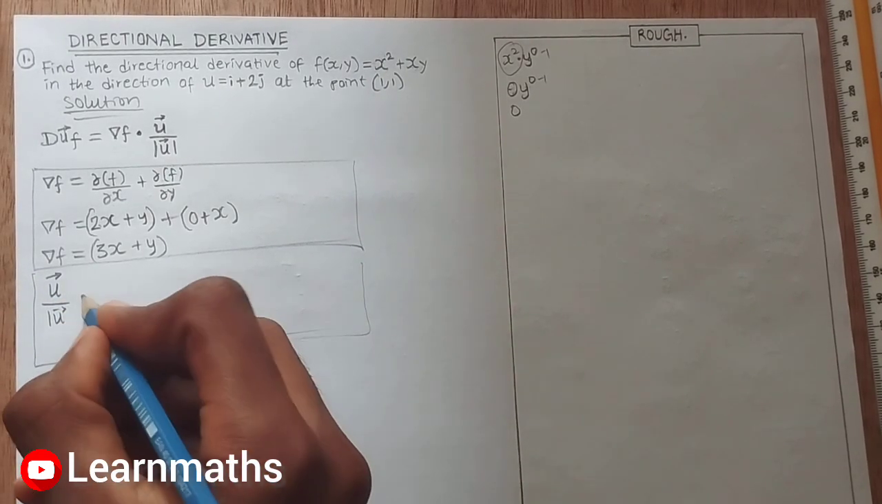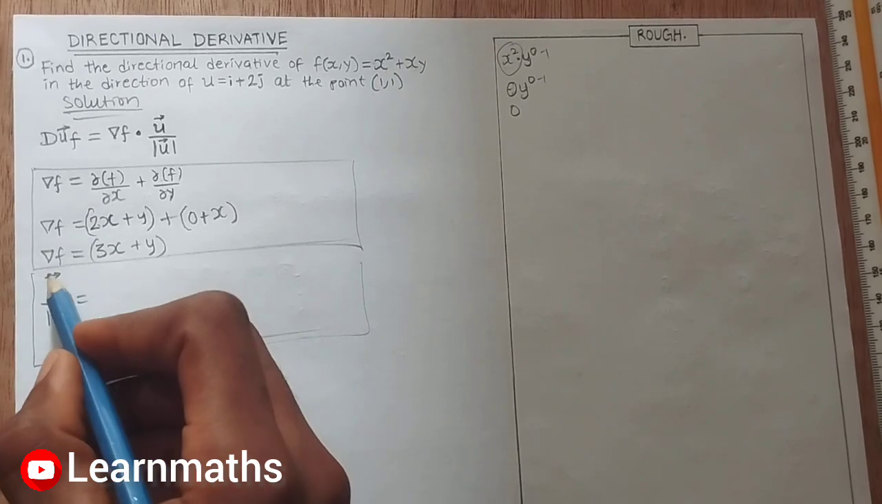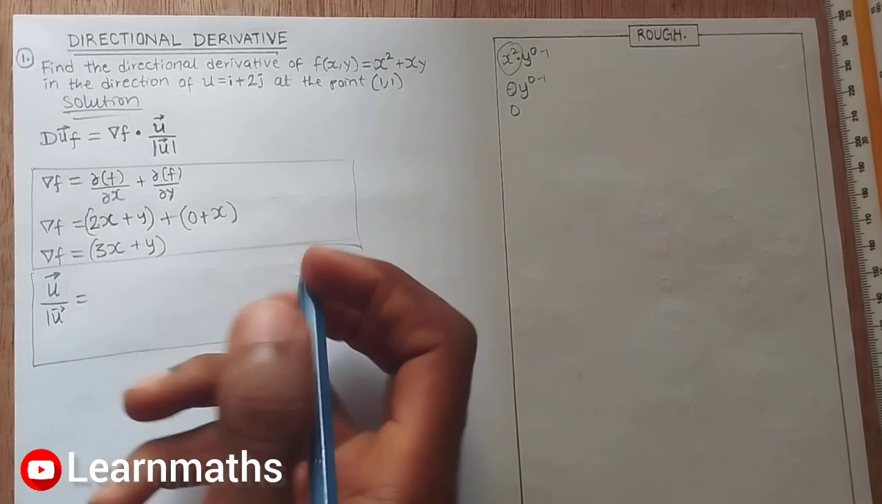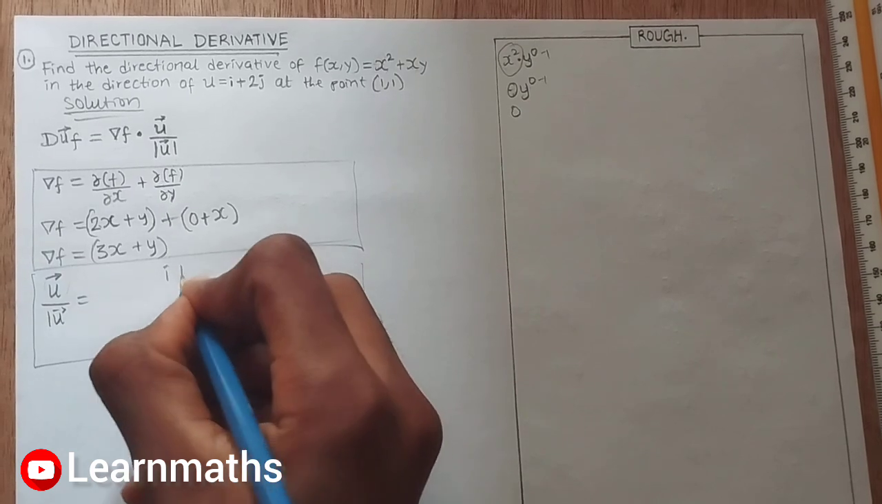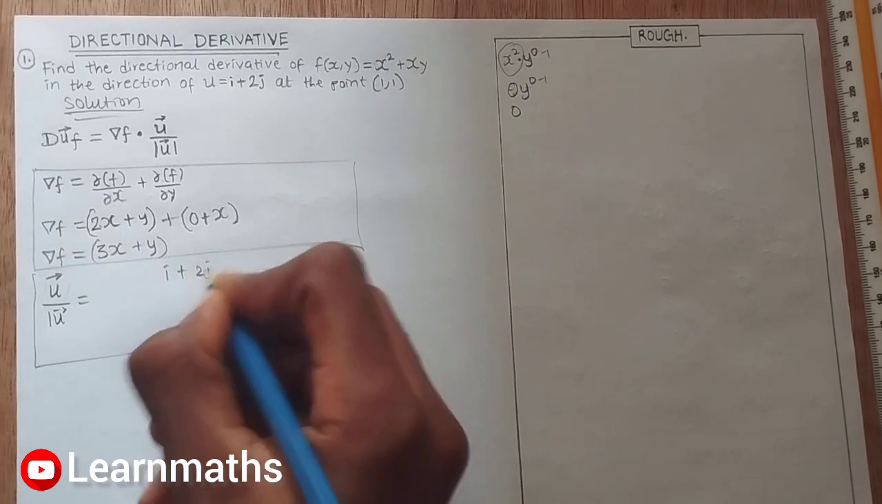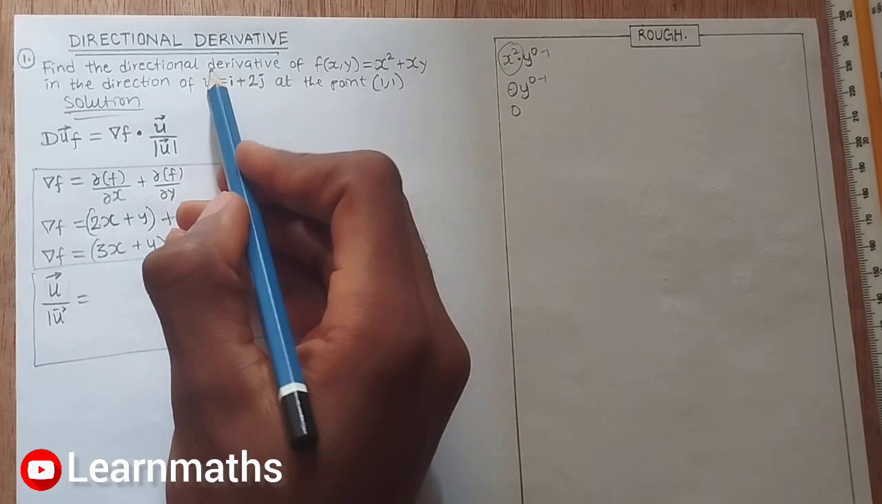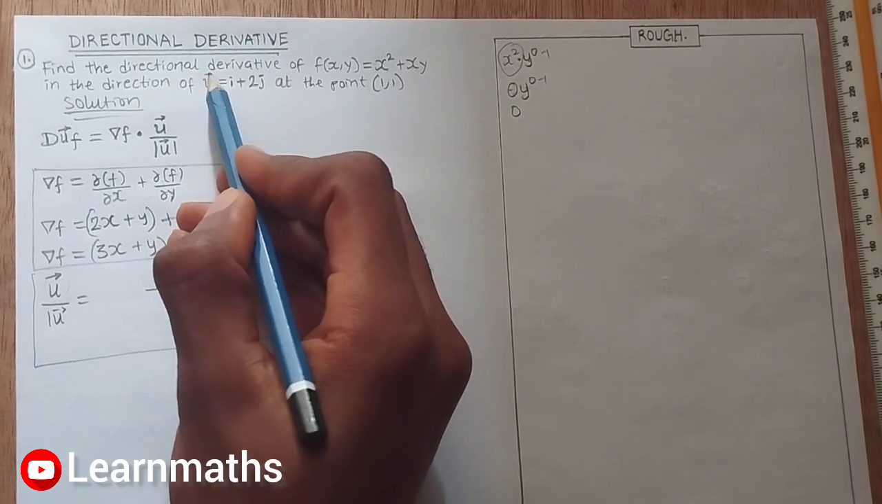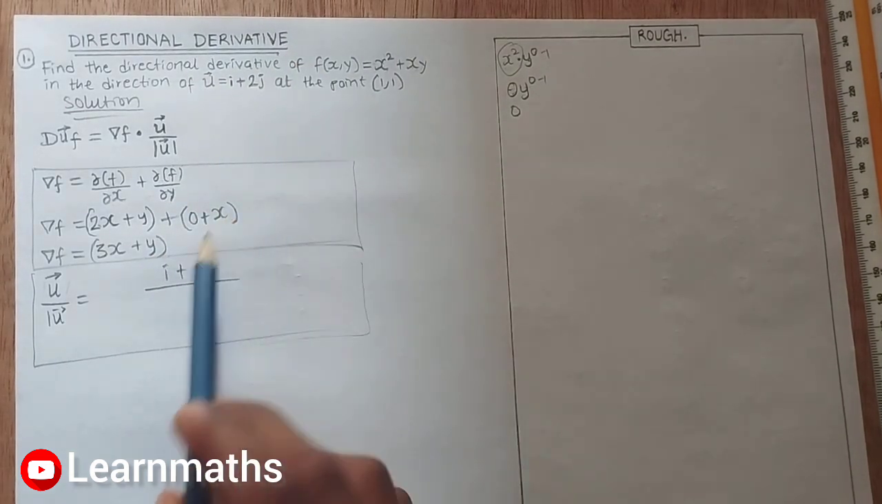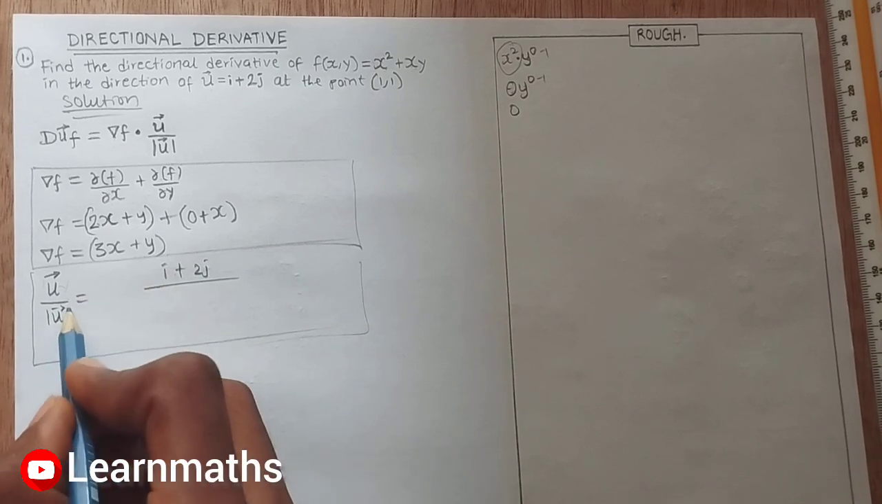That's like the next step. Okay, what's the vector u? Now that's i plus 2j, right? That's u. Since it's a vector, it should have this small arrow sign on top. Okay, this is u. What's the magnitude of u?